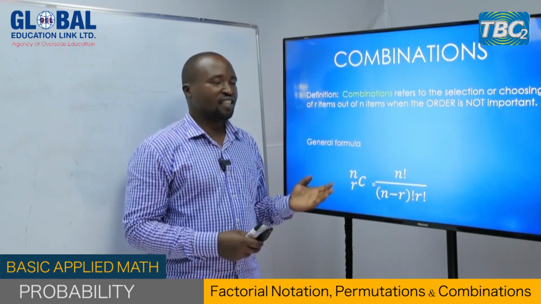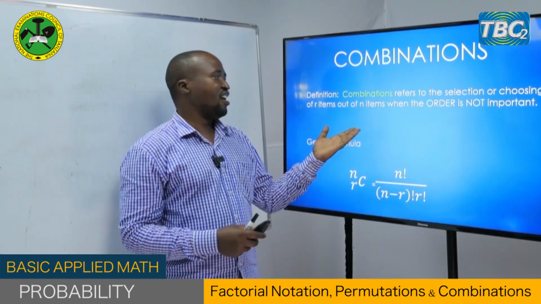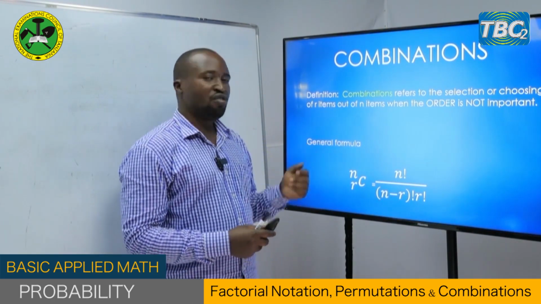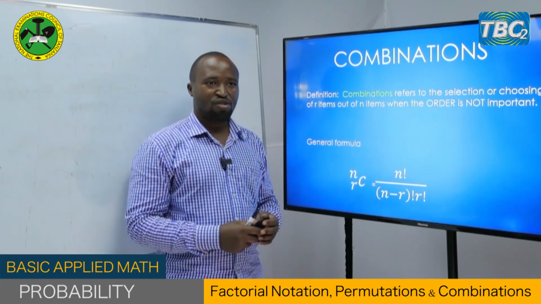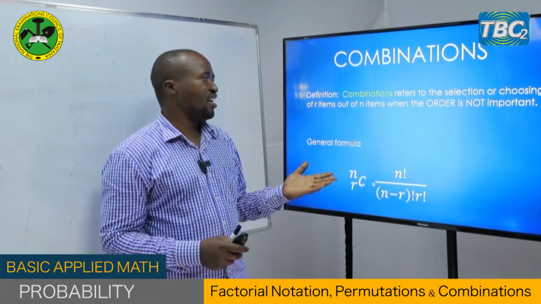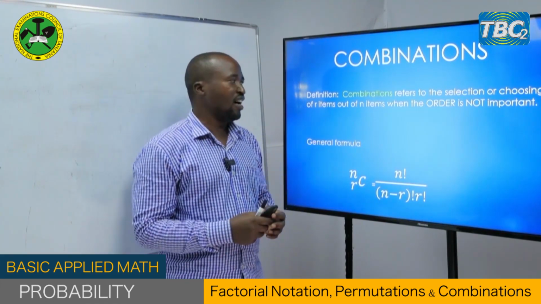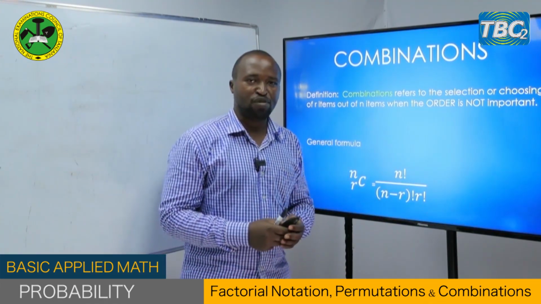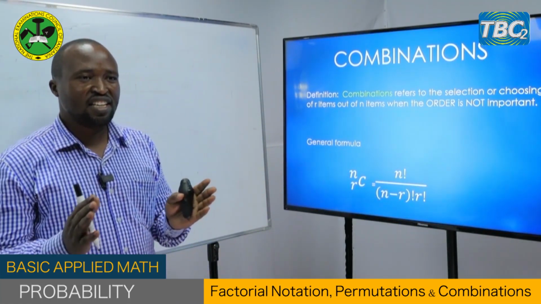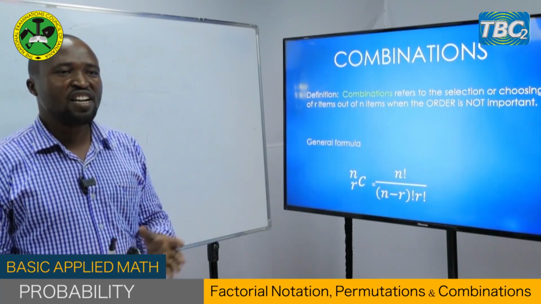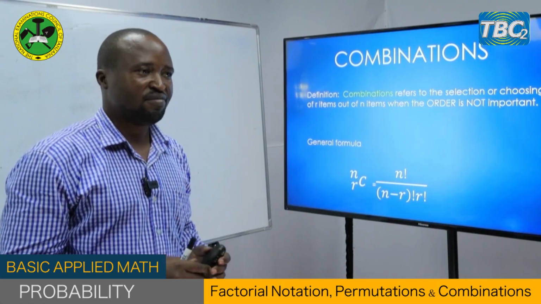When we go for the second case, that is combination, by definition, the combination refers to the selection or choosing of items when the order is not important. So the issue to care about here is that combination is selection or choosing of items whereby order is not important. Now you can see the differences between permutation and combination. In permutation, the order is very important, but for combination, the order is not important.